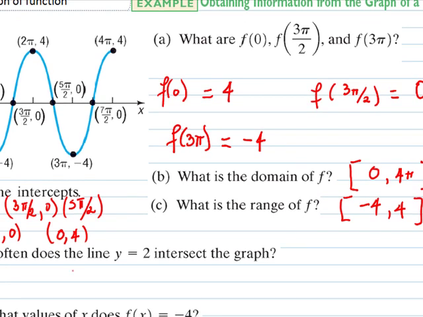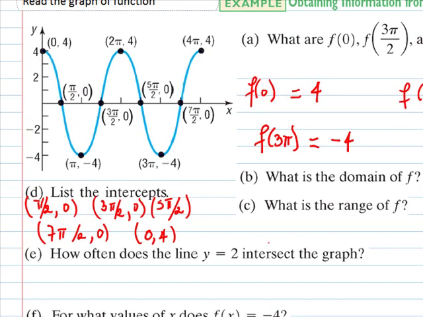E. How often does the line y equals 2 intersect the graph? The line y equals 2 is the horizontal line at 2. So if you draw the horizontal line right here, approximately right there, at 2, you see the line y equals 2 intersects the graph 1, 2, 3, 4 times.